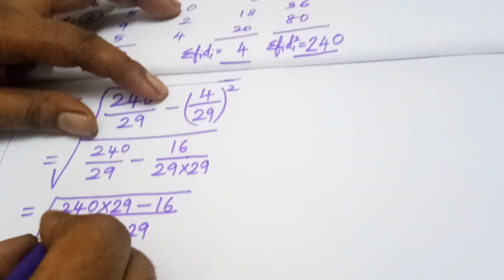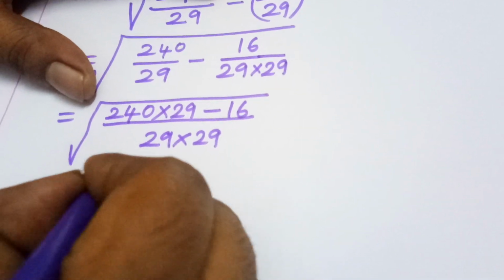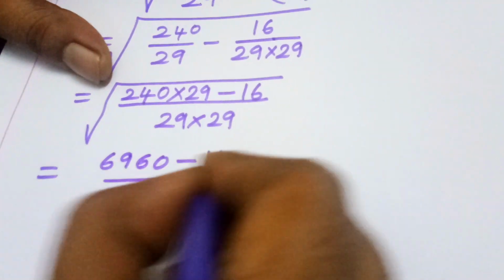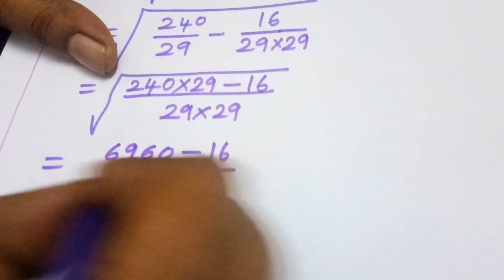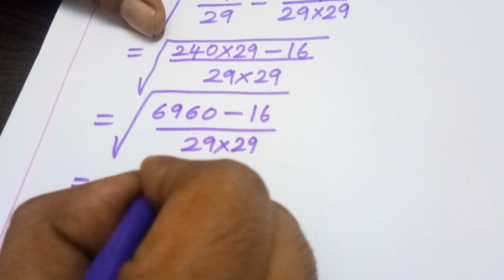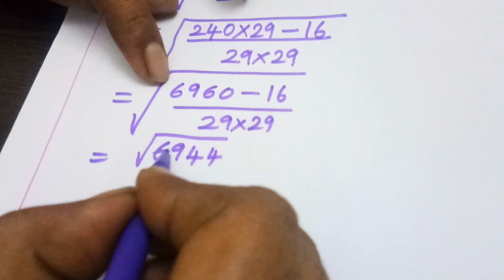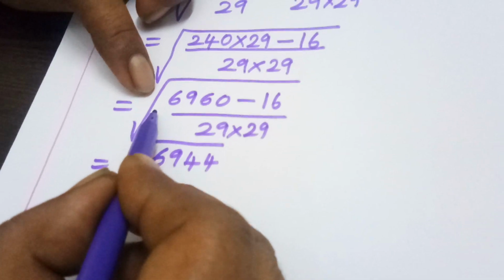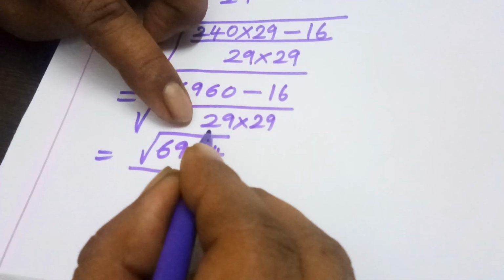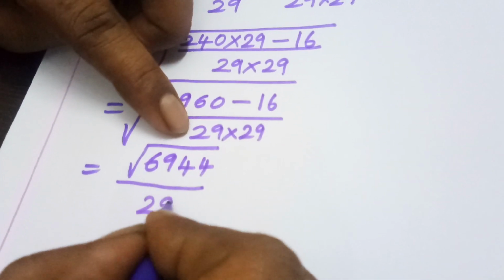So multiplying 240 by 29, we have got 6960 minus 16 by 29 into 29. So subtracting, 6944. Now I am going to separate the square root. For the numerator, root of 6944. For the denominator, as this is 29 square, taking root, we will get 29.